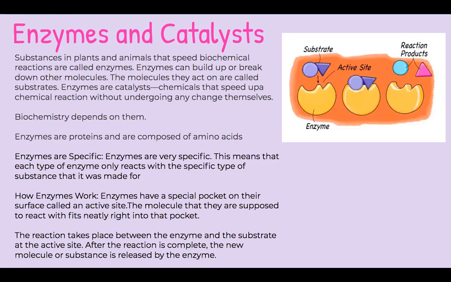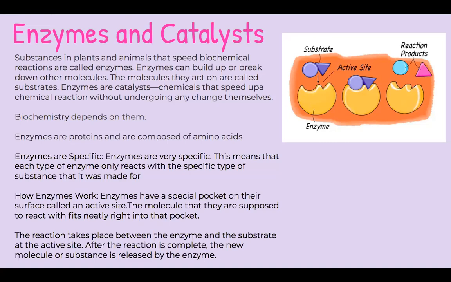All right, so enzymes and catalysts. We briefly talked about this with proteins, so let's get into a bit more of a complex understanding. Substances in plants and animals that speed biochemical reactions are called enzymes. Enzymes are able to build up or break down other molecules. The molecules they act on are called substrates, and enzymes are one class of catalysts. A catalyst is a general term for chemicals that speed up a chemical reaction without undergoing any change themselves. They are very important for biochemistry because without enzymes, processes in our body that take seconds would take hours and days. So it's very important because there's a lot going on in our body.